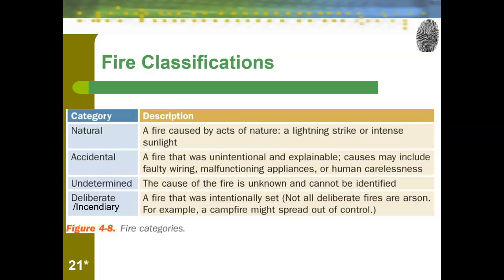For example, if you have a campfire and you don't put it out properly, so it relights and then catches the whole forest on fire, that was a deliberate fire. You did deliberately set that fire. You didn't mean for it to burn the whole forest down, but you did deliberately start a fire in the first place. So not all deliberate fires are arson, but all deliberate fires, somebody did start a fire, whether they had criminal intentions or not.